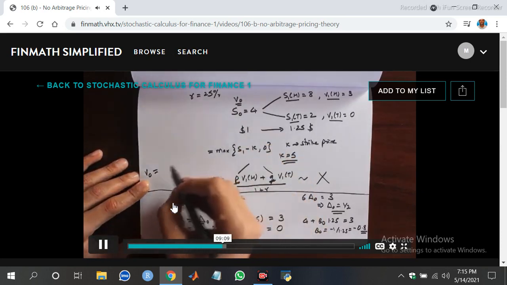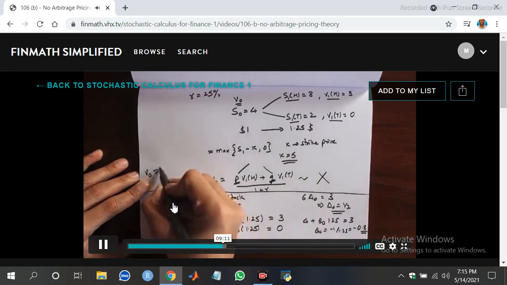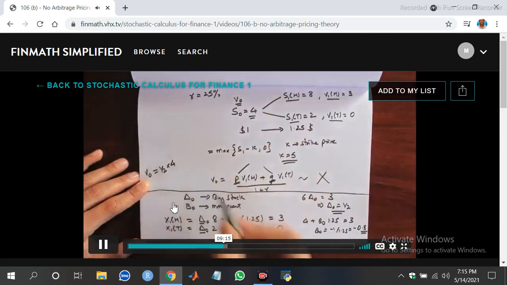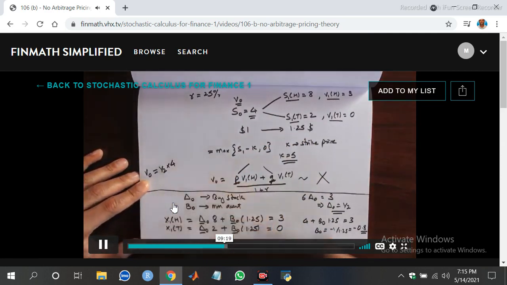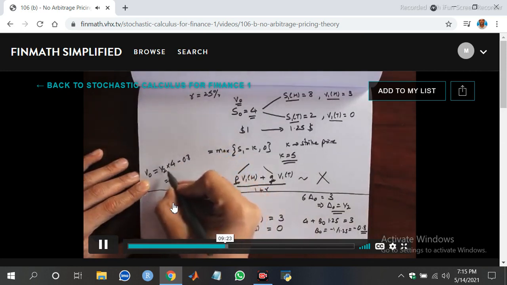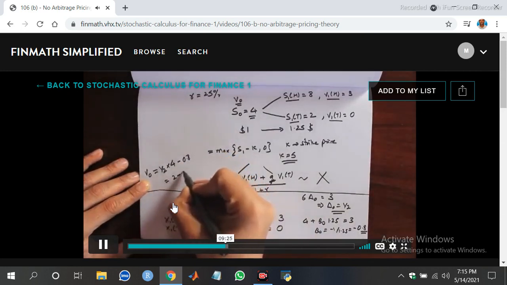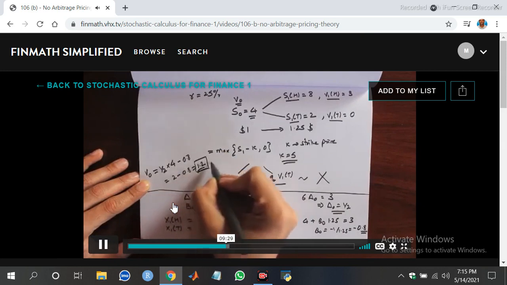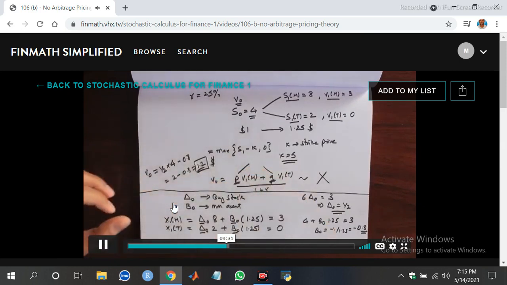We bought delta naught stock. Delta naught was half, so half. And what was the value of the stock at time 0? That was 4. And we had B0 money in a money market account. B0 was minus 0.8. So this is basically 2 minus 0.8 equals 1.2. So this is our value of the option according to the no arbitrage pricing model.